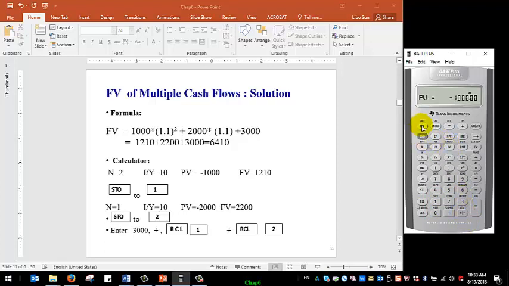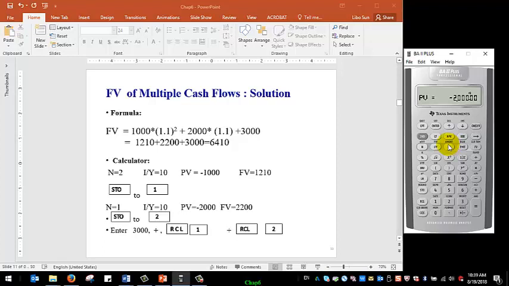Then compute FV, right? So I'm going to use store recall function, put result into these 1, 2, 3, 4 keys. So I put STO, store into key 1. Then I move on to the second cash flow, which is 2,000 to save for 1 more year. So N is 1, I/Y again 10, PV is 2,000 negative.